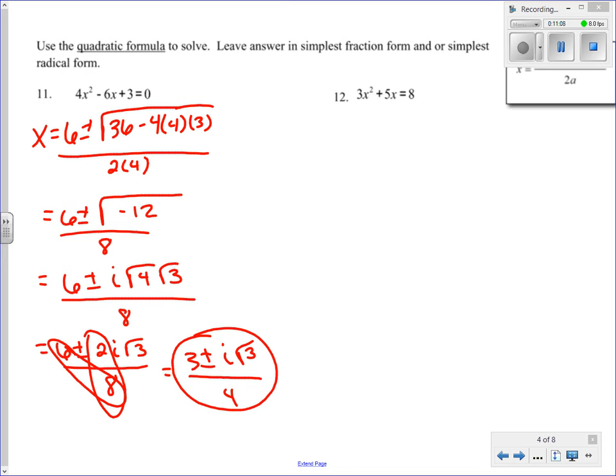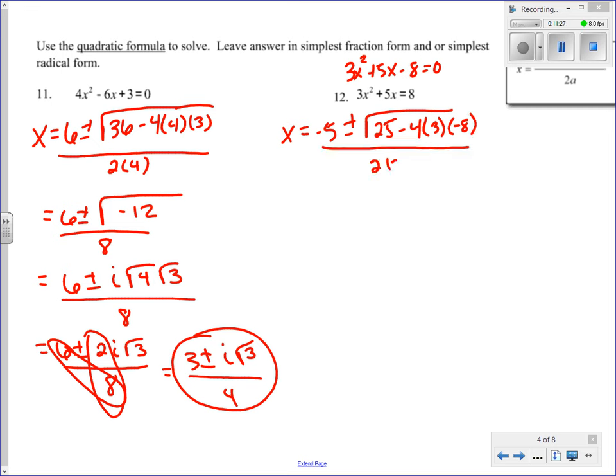Number 12, we use the same formula. Negative 5, since it's positive there, 5 squared is 25, minus 4 times a is 3. Ooh, I forgot to move this over. Subtract that 8 over, so it should be a negative 8 that you fill in. Okay, and then 2 times 3 on the bottom.